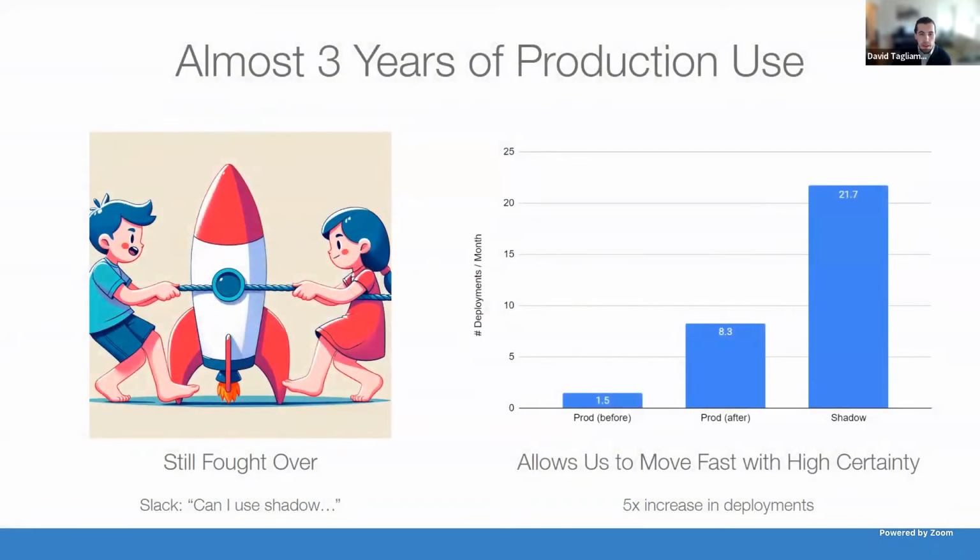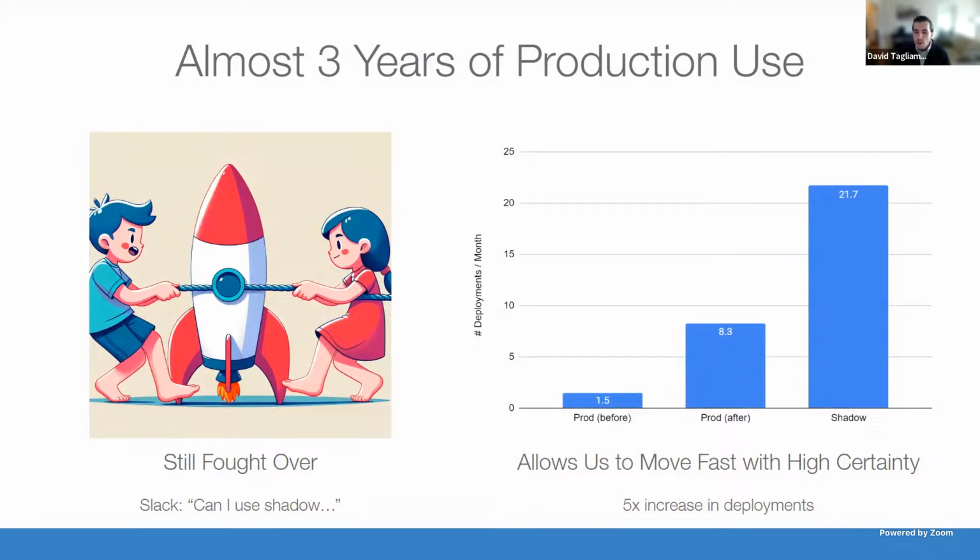Okay, so what's our experience with this system? We've been using this in production for almost 3 years now. It's kind of crazy. As I alluded to before, the system is still very much fought over, which I think is a good thing. ML engineers coordinate on Slack and someone is running an experiment at any given time. The other really big thing is that we can now have much more confidence, which allows us to ship much faster.